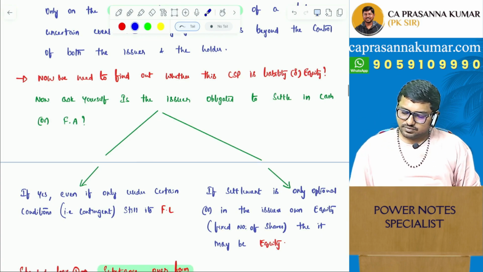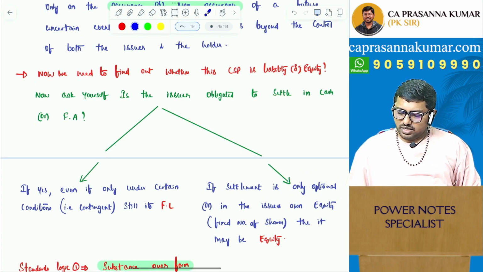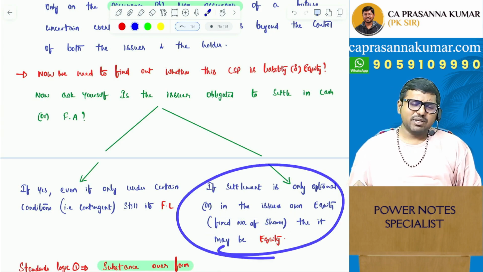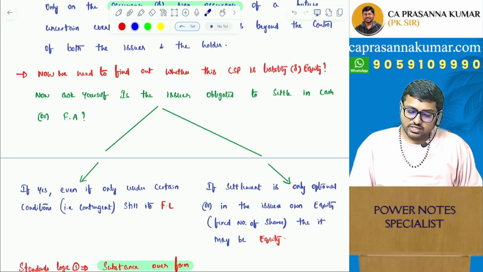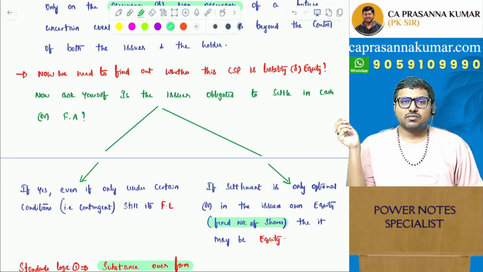Clear? Suppose settlement is only optional, or in the issuer's own equity you can give a fixed number of equity shares, then it will be classified as equity. And here also look at the important point. Specifically, I've mentioned that the number of shares must be what? Fixed. Only then it will be classified as equity.